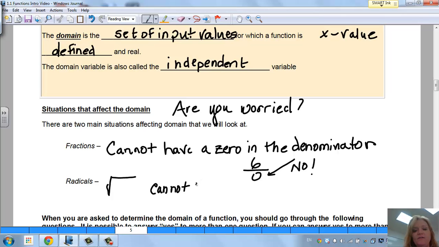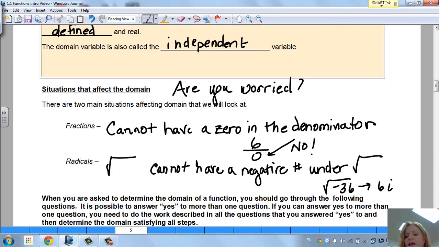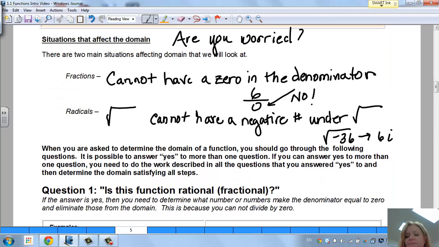Radicals, and I'm talking square roots, so just a plain old radical here, you cannot have a negative number under the radical. If you recall from last year, like the square root of negative 36, that was imaginary. We could write it as 6i, but it's imaginary, so it's not anything you can have.